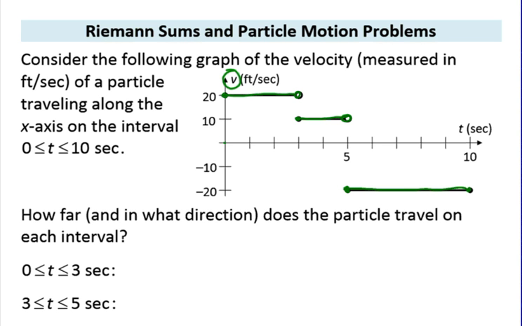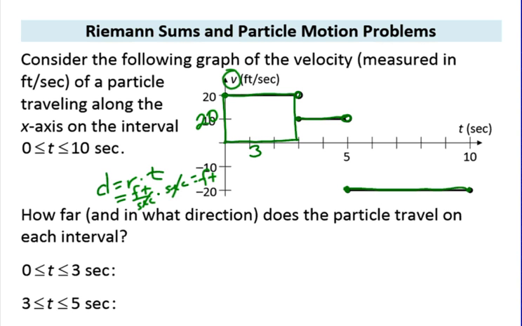Okay, so our question now is how far and in what direction does the particle travel on each interval? So if you just look at 0 to 3 seconds, remember the basic distance equals rate times time. Our rate is in feet per second, and our time is in seconds. When those units cancel out as we multiply, we get just feet. So if we look at this, our y is in feet per second. For this first interval, for those 3 seconds, we have a rate of 20 feet per second, and then we have a time of 3 seconds.